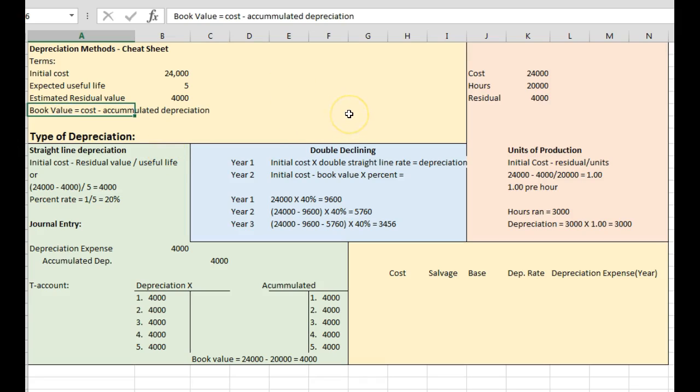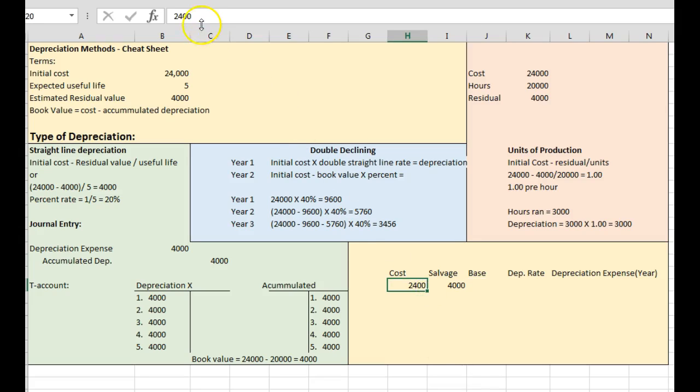There are three ways that we're going to look at when it comes to depreciation. One is straight line, which is what most people use. Two is double declining. And three is units of production. So let's start with the easiest first. Straight line depreciation is literally the cost, which is $24,000, minus the salvage or the residual. And you're going to hear those terms interchangeably, so I'm going to use them that way. That gives me the depreciation base.